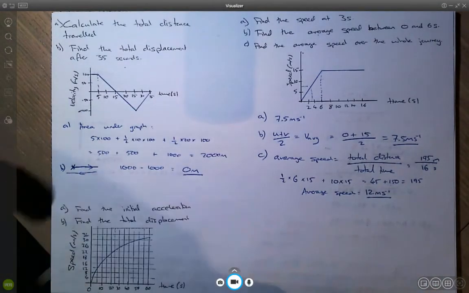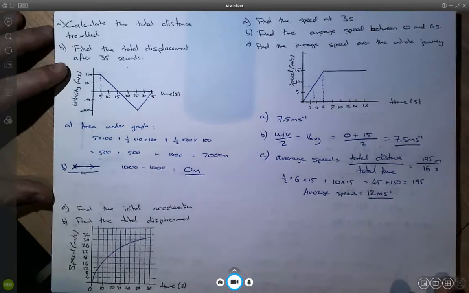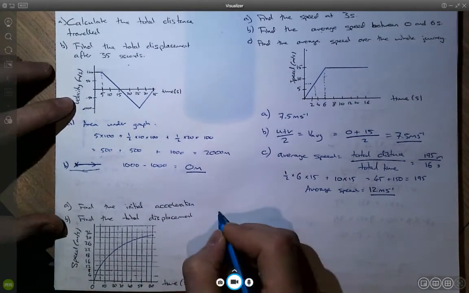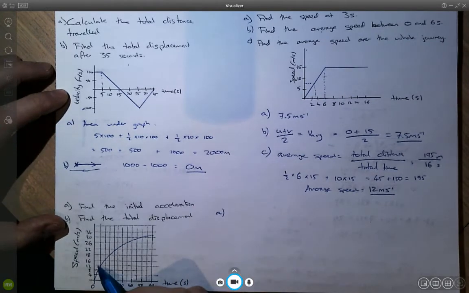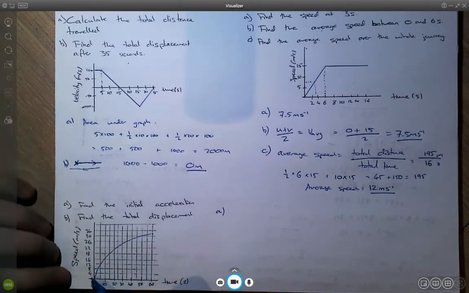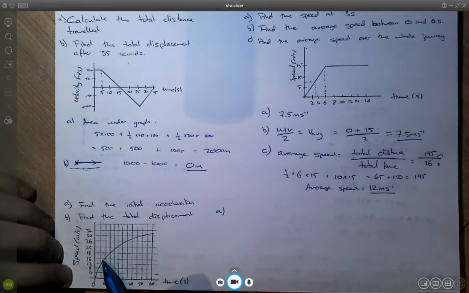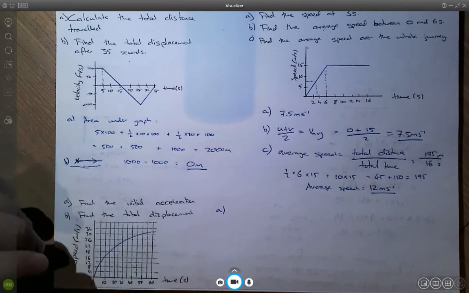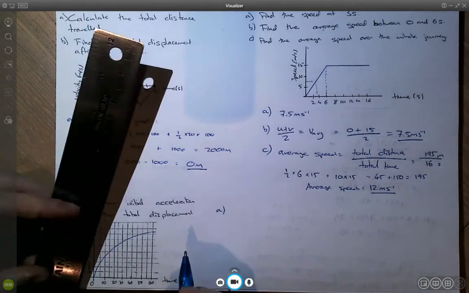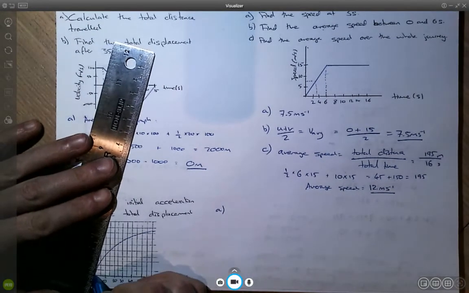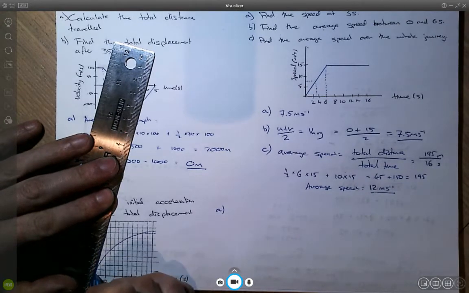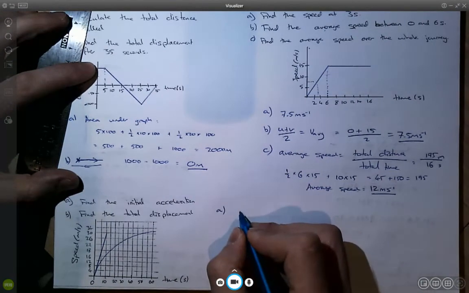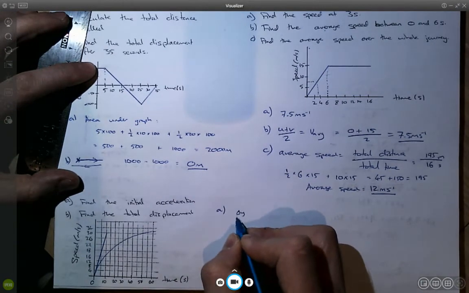Question 3 is here. Pause the video now and try this question. Here we have a speed time graph where the speed is changing. So it is getting faster, it is accelerating, but the rate of acceleration is slowing down. What's the initial acceleration? Well, to find out the initial acceleration, we need to draw the tangent on our graph at the starting point.